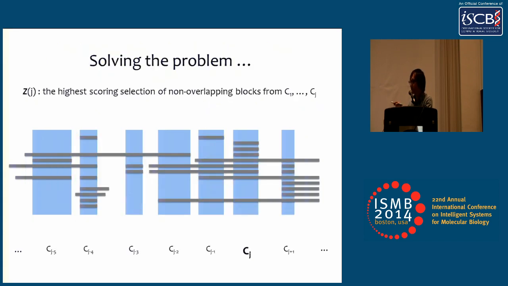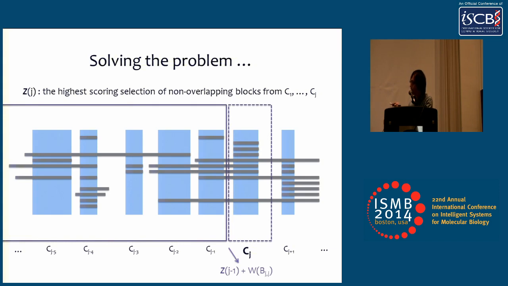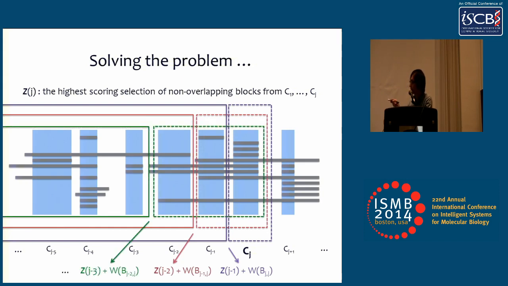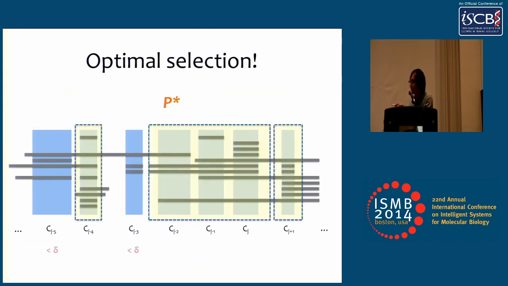Okay, so we solve this problem by dynamic programming. I'm not going to go over the whole dynamic programming, but I mention the recurrence for the dynamic programming: if you want to find the highest score at Zj, one possibility is the score for this single click plus the optimal selection for J-1, or the optimal selection for J-2 plus the score of the block, and so on and so forth. And you can choose the maximum one for the optimal score here. And after the dynamic programming and trace back, you can get the optimal selection. Here is a toy example showing that there are three blocks, and there's something lower than your delta.